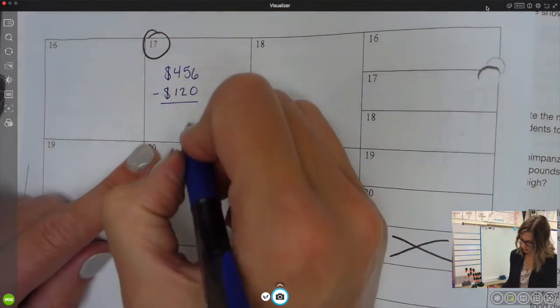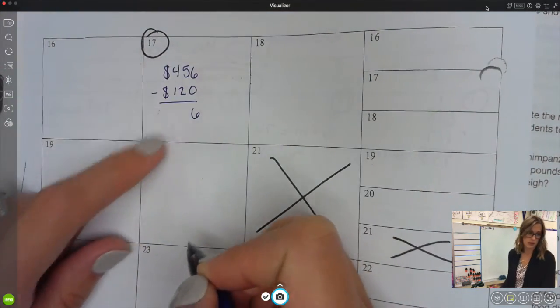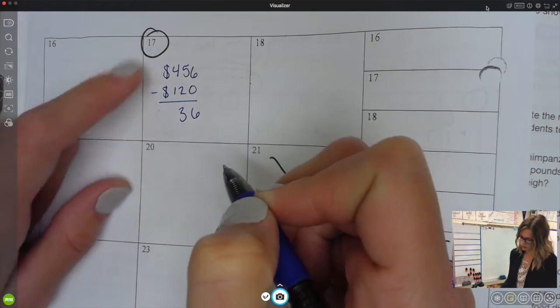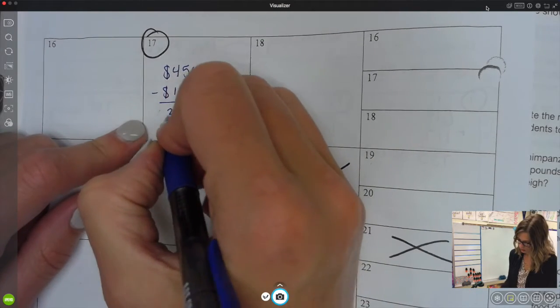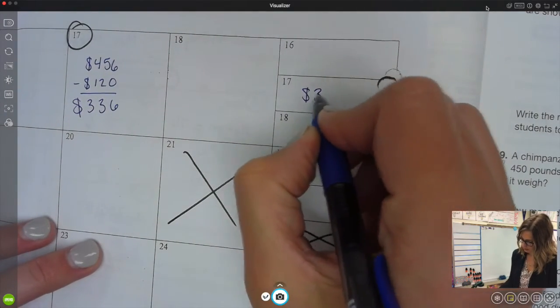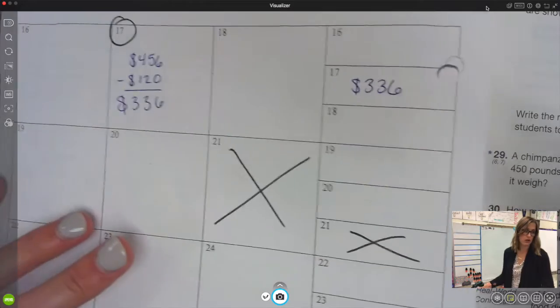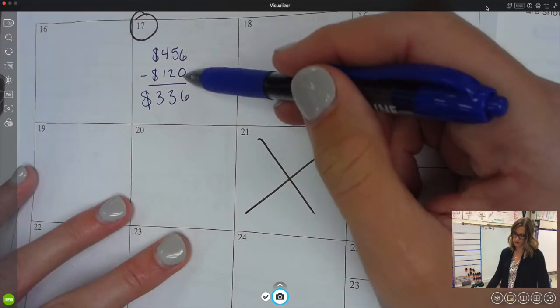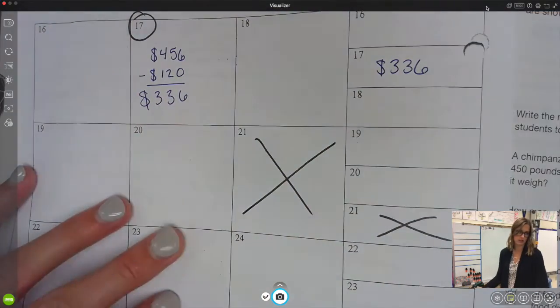Six minus 0 is 6. 5 minus 2 is 3. 4 minus 1 is 3. So put your dollar sign there. We get 336. Notice how neatly I stacked those up, right? Ones on top of ones, tens on top of tens, hundreds on top of hundreds.